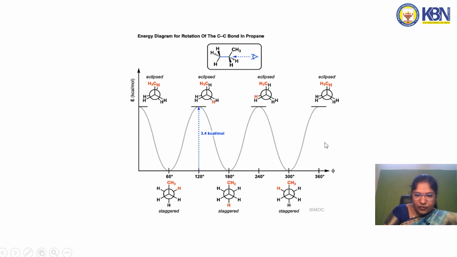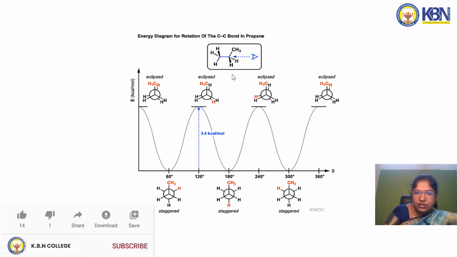And this is the energy profile diagram for propane. Here the staggered conformation has low energy and is more stable than the eclipsed conformation. The eclipsed conformation has high energy and, compared to the staggered conformation, this form is less stable.